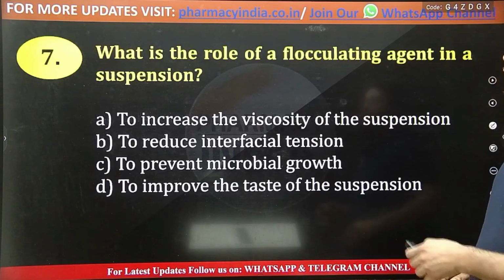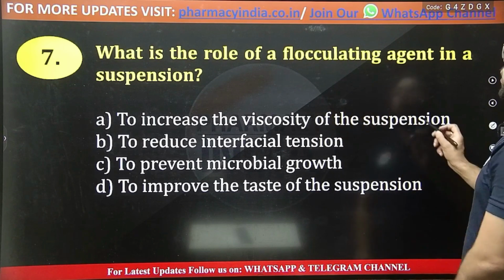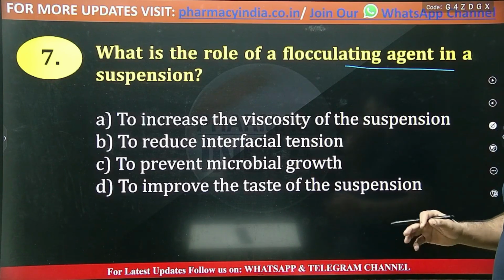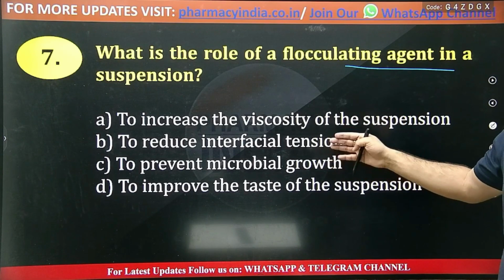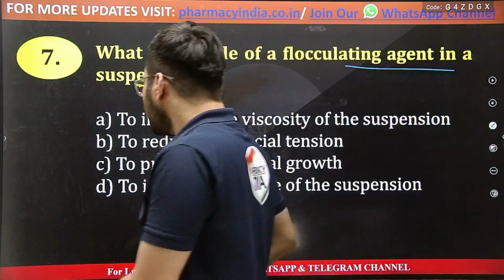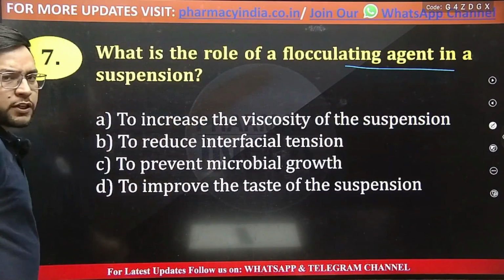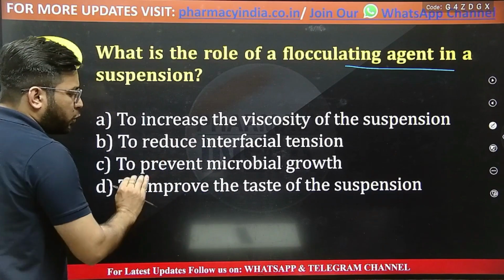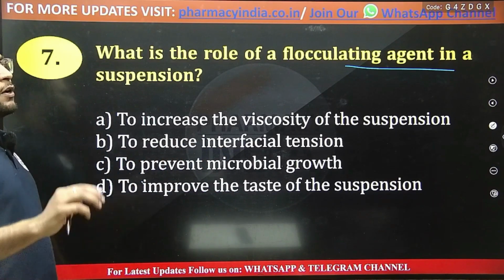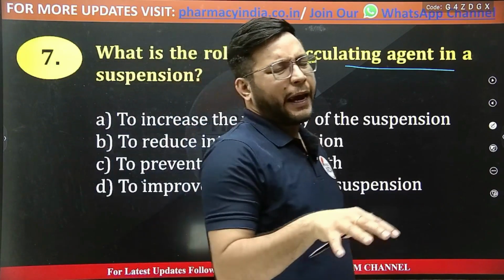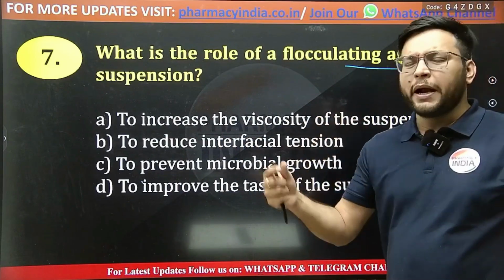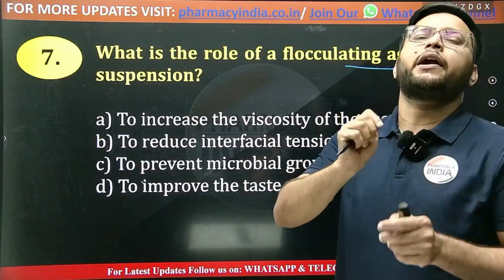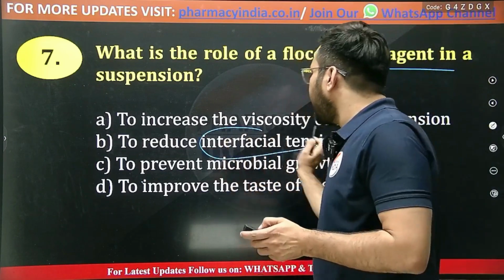Now moving on to the next question: what is the role of a flocculating agent in suspension? This question appears from the formulation. Options: to increase the viscosity of the suspension, to reduce interfacial tension, to prevent microbial growth, or to improve the taste of the suspension. When we use a flocculating agent, it works by reducing the interfacial tension between solid and liquid. So the correct answer is interfacial tension.